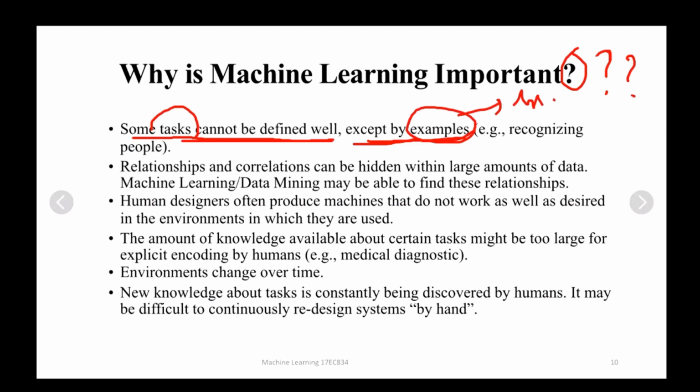So we have already learned, a few of you have attended the artificial neural network course also. They will be able to identify supervised and unsupervised. Supervised means we have to give knowledge in prior. So that is nothing but examples, right? Next, relationships and correlations can be hidden within large amounts of data, where machine learning or data mining may be able to find these relationships. So just understand, relationships and correlations can be hidden inside.